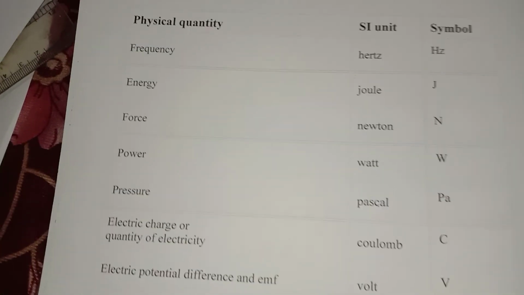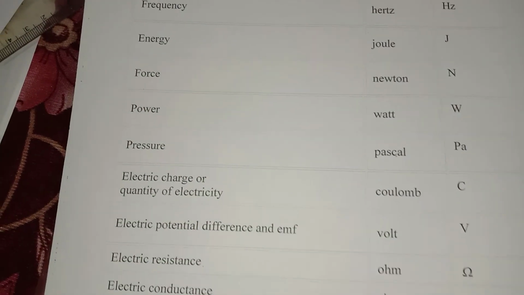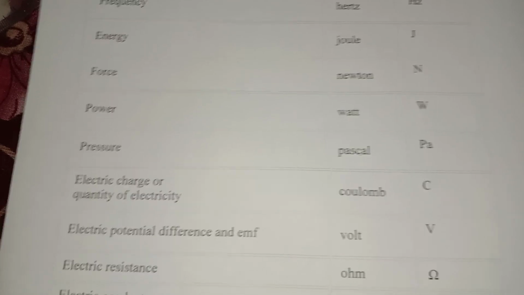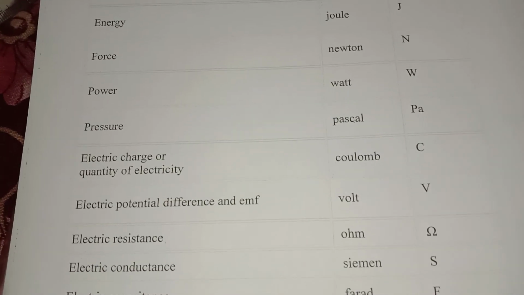So this is all about the derived units. These are some derived units whose SI unit and symbol are shown here. Okay, so this is all about today's lecture.